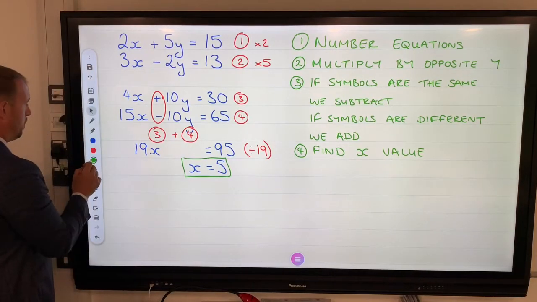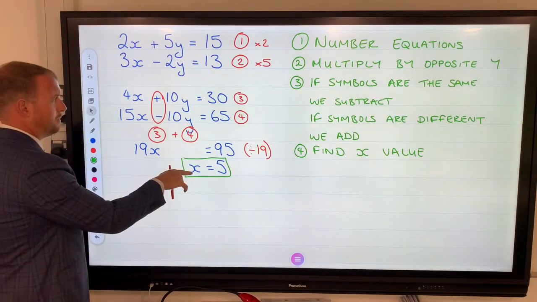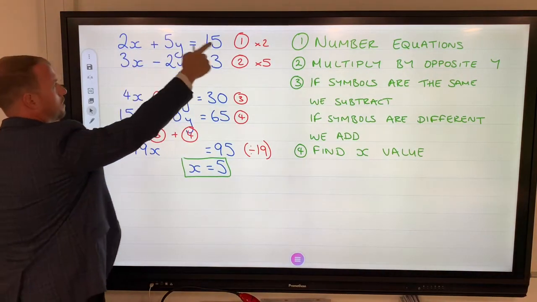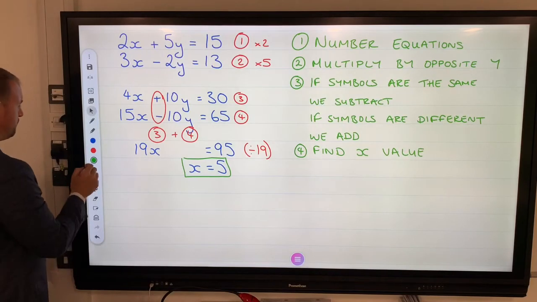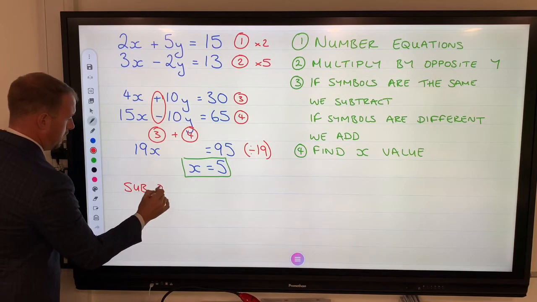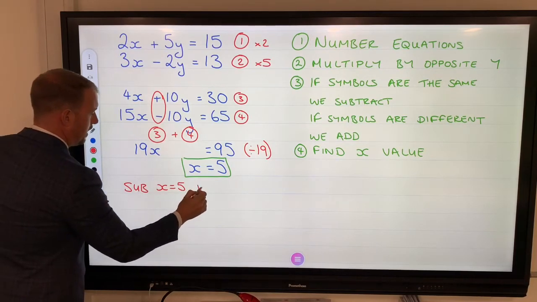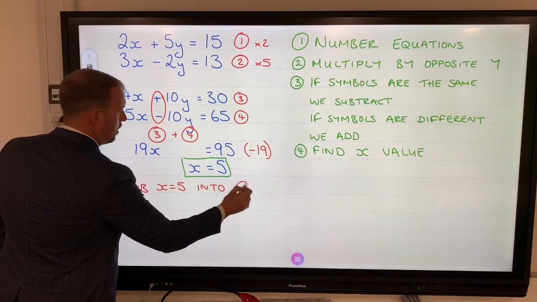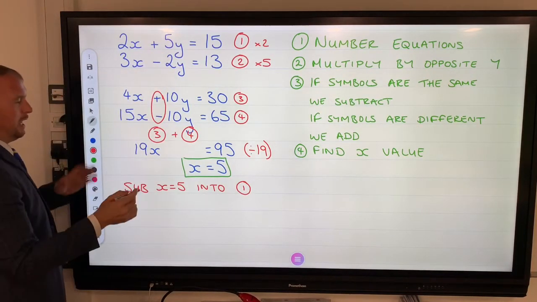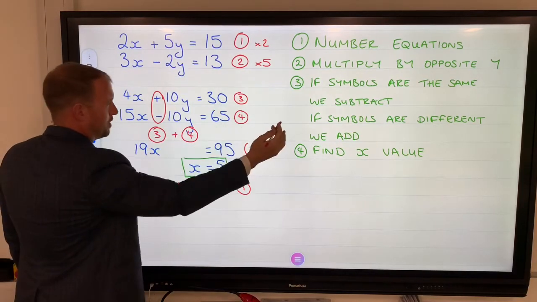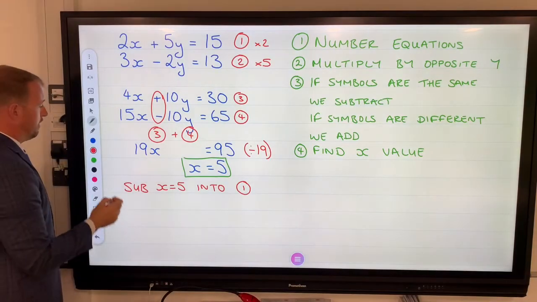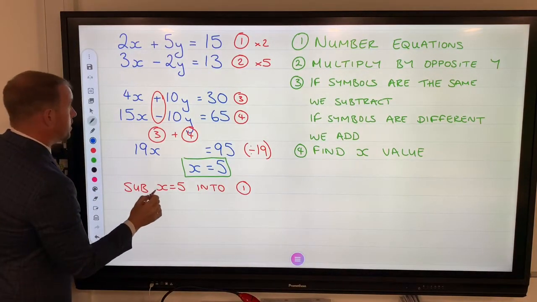Okay, so next step, if we've got the value for x being 5, we can use that now to try and find out what y is using the top equation. So let's substitute x equals 5 into equation number 1. Now I've picked number 1 because the y is positive. When the y is negative, it gets a bit more difficult because you've got to make the y positive to find the value. So I'm going to pick equation 1 because it's already positive. So let's sub x equals 5 into 1.